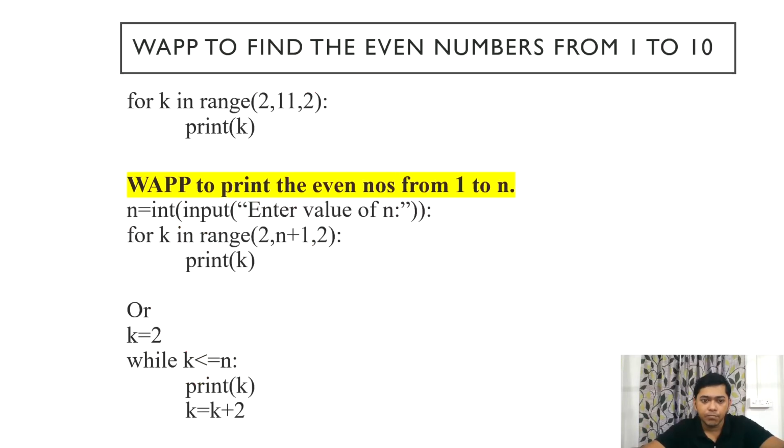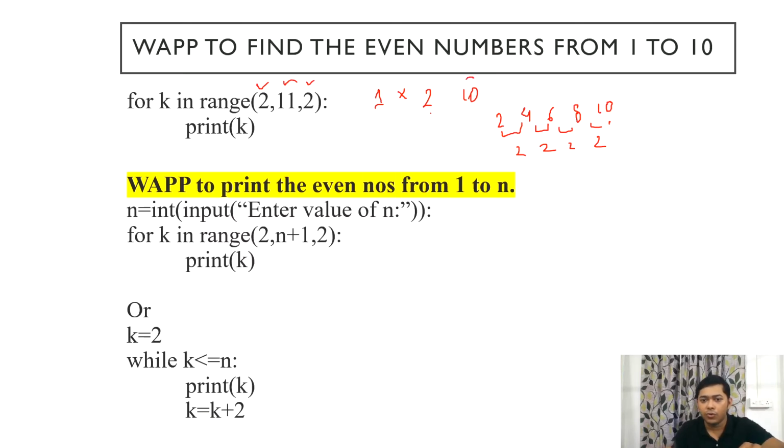Is that clear? So here you see one program: write a program to find the even numbers from 1 to 10. So k in range. Now the beauty of this program is that we know 1 is not an even number, right? So what is the first even number? It is 2, and 10 is also an even number, right? After 2, what is the next even number? It is 4. What is the next? 6. Next? 8. Next? 10. So what is the interval? The interval is 2, right? That means our step value is 2. So that's why I have written here 2, 11, 2.